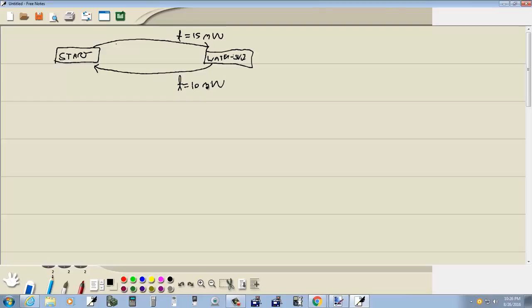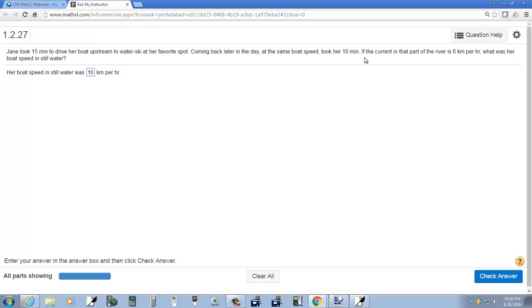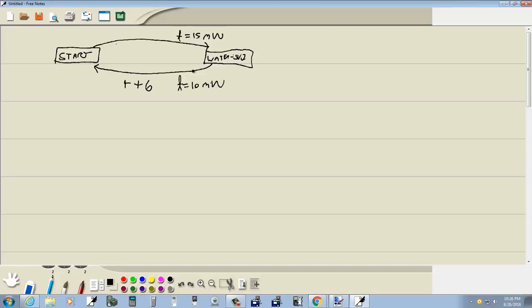Okay, so took her 10 minutes means that her rate was increased by 6 because the current of the river is 6 kilometers per hour. Since I had to do the minutes to see which one was faster, this one has to be R minus 6. Since it took longer to get up there, the water's pushing against the boat and slowing it down, and that's why this has to be a minus. This one, since the time was less, means the water has to be behind the boat and making it go faster than its actual rate.